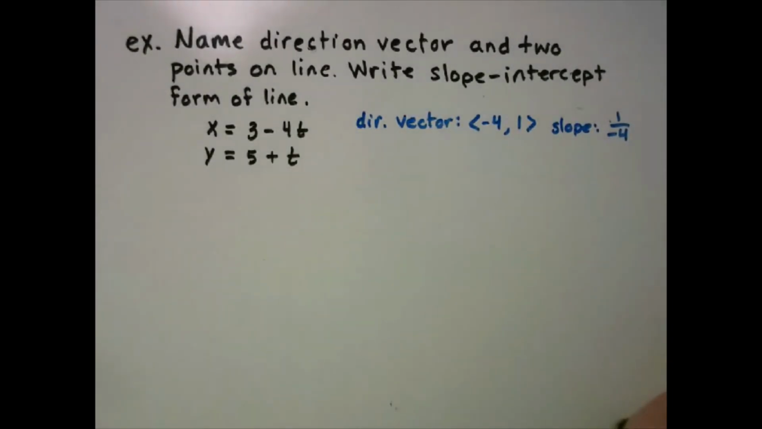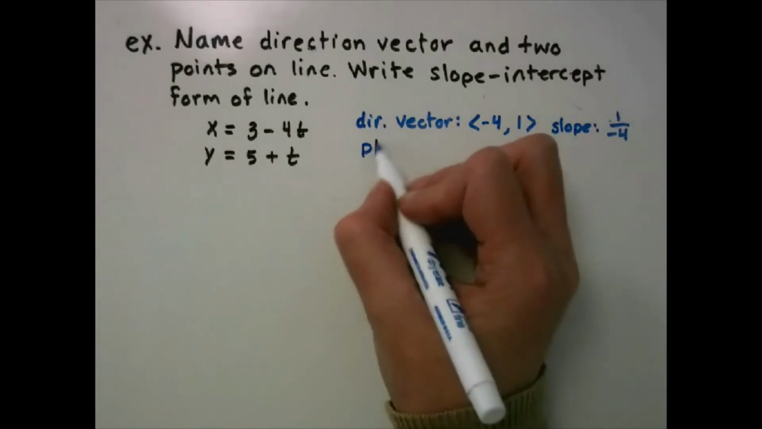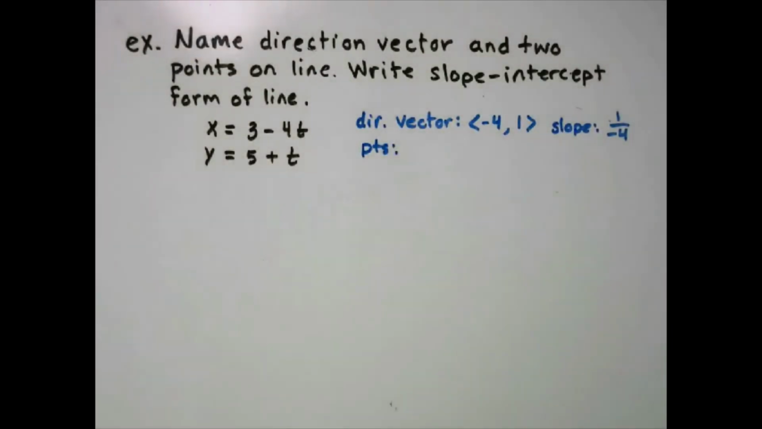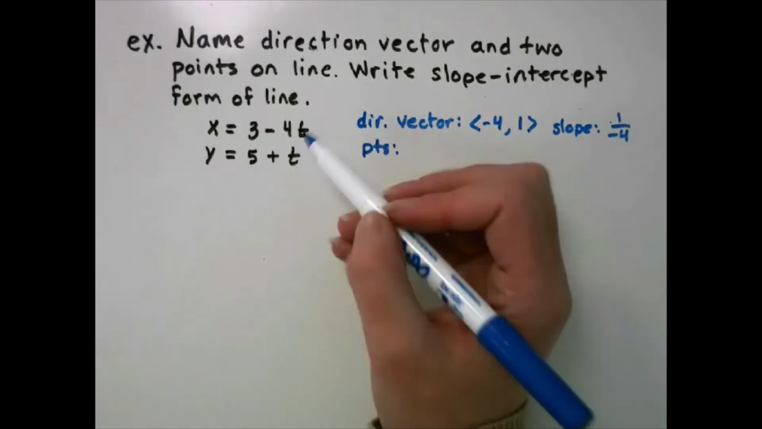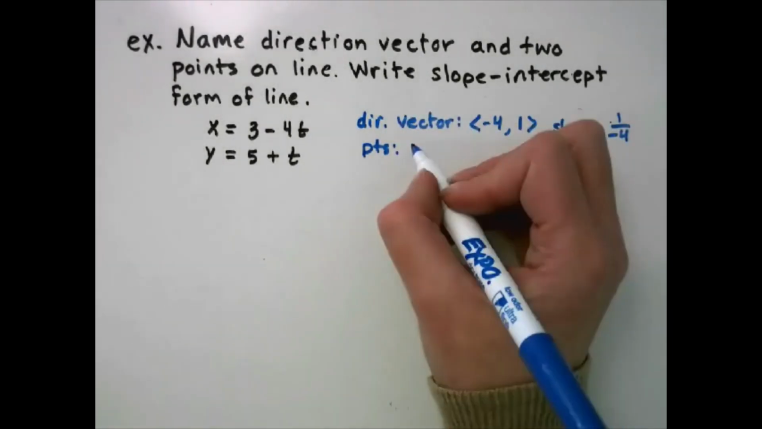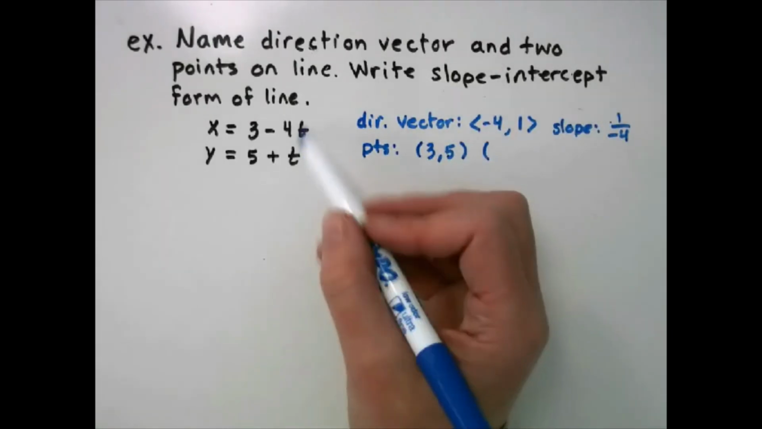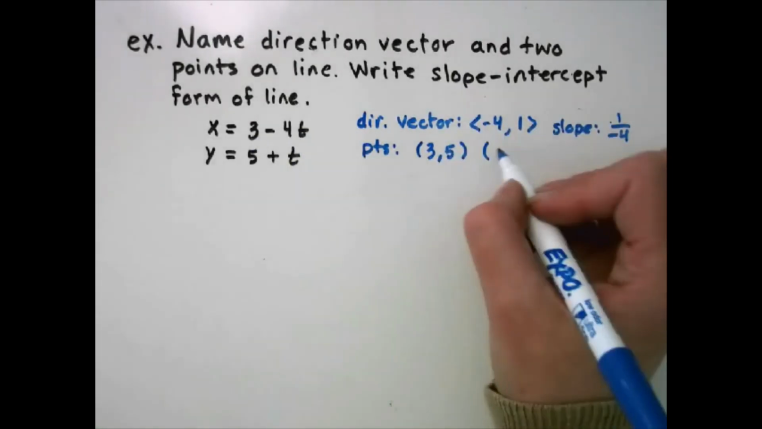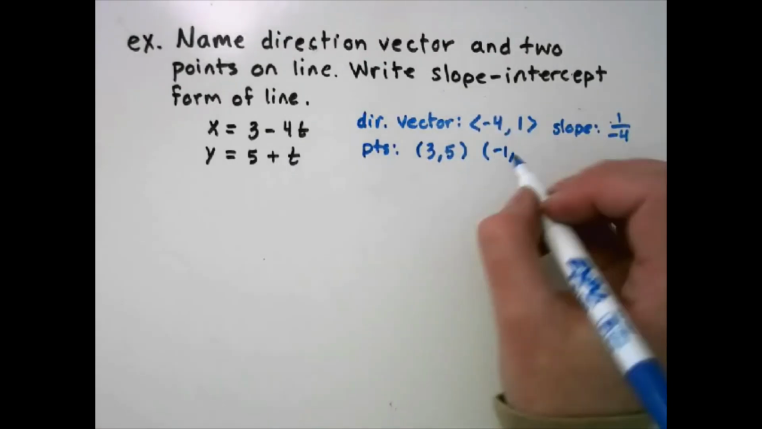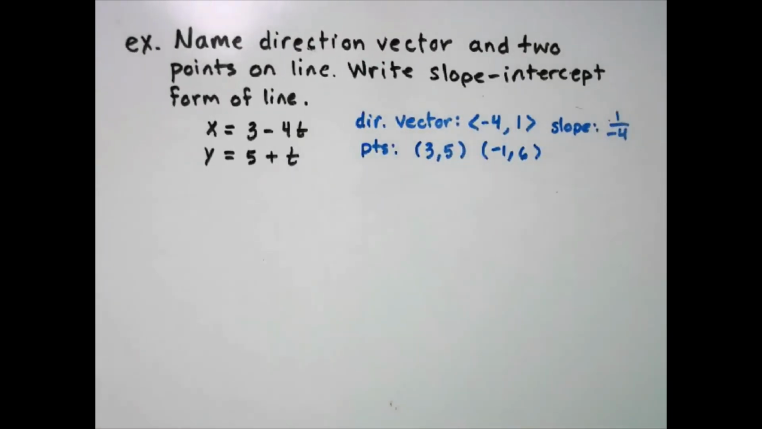For the points on the line, we just plug in different values, convenient values. So if I plug in, say, 0, I know a point on the line is 3, 5. And if I plug in, say, 1, we're going to have 3 minus 4, which would be negative 1, and 5 plus 1, which would be 6.